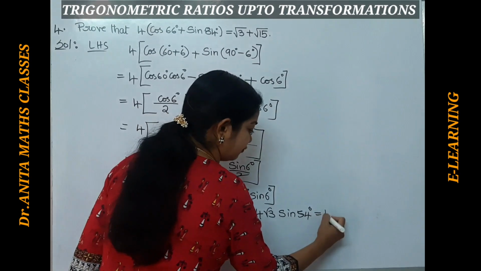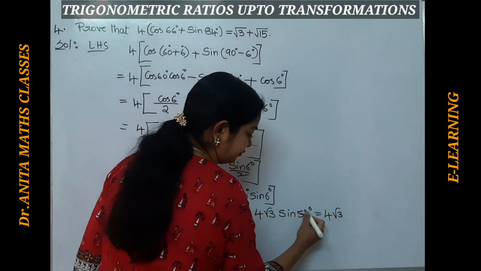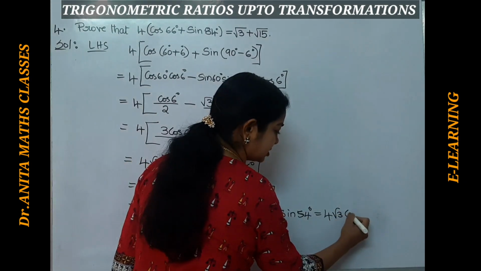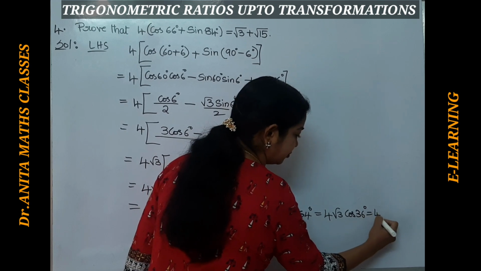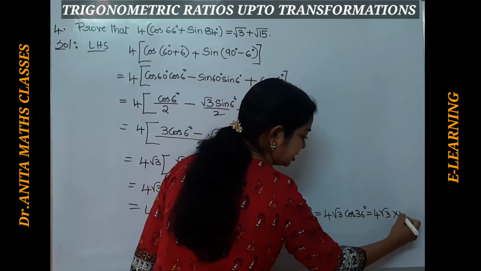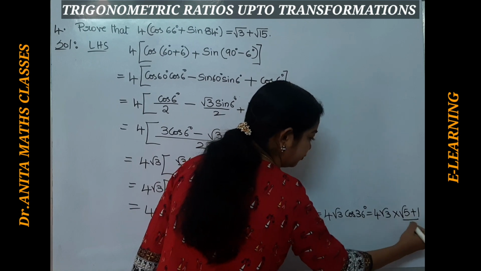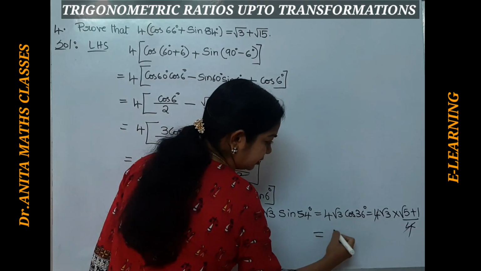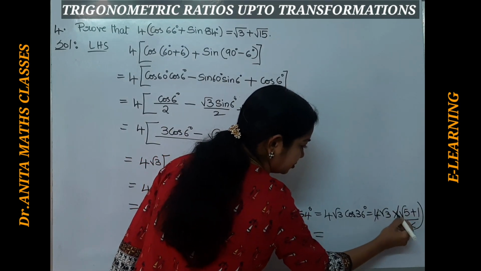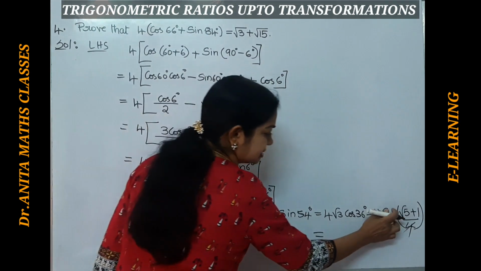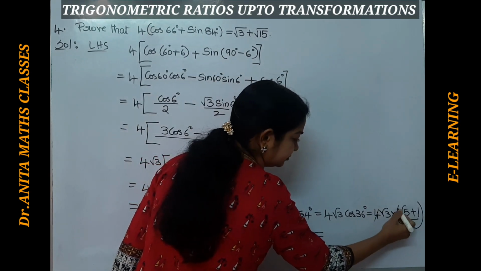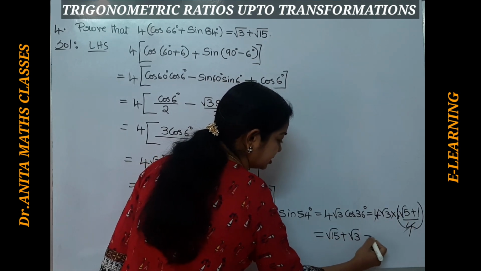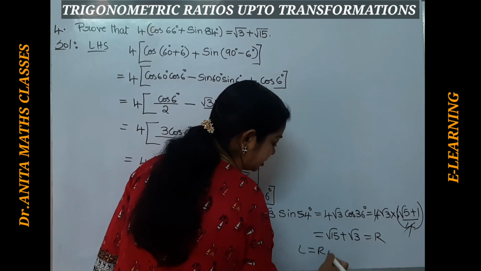So that is 4 root 3. We can write sine 54 as sine of 90 minus 36. Sine 90 minus 36 is cos 36 degrees. So that is 4 root 3 cos 36 degrees. We know cos 36 degrees is root 5 plus 1 by 4. So cancel 4 and 4 here. The whole thing should be multiplied, so if you multiply this, this becomes root 15 plus root 3. So this is the RHS. So LHS is equal to RHS, proved.